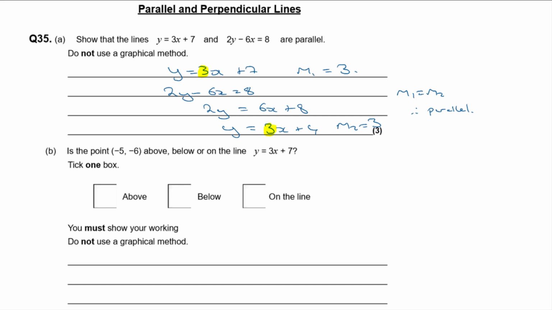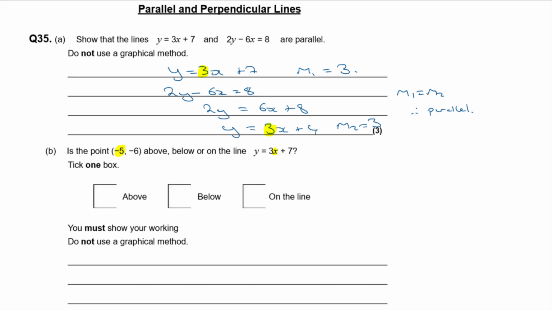Right. Is the point minus 5, minus 6 above, below, or on the line y equals 3x plus 7? Tick one box. Okay. So what I'm going to do is take this value here for the x coordinate and sub it in here. I'm going to work out the y value. Now, if the y value is minus 6, it's on the line. If the y value is more than minus 6, it's going to be above the line. And if the y value is less than minus 6, it's going to be below the line.